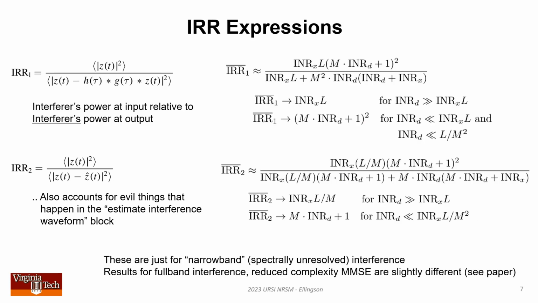After some formidable mathematics, you can work out the expected values of IRR1 and IRR2 as a function of INRX, INRD, L, and M. And here are those expressions. I'm not aware that these expressions have previously been published, which is surprising because they're pretty useful. Now, I need to point out that these expressions are specifically for the narrowband interference case, and the expressions for the full band interference are slightly different. In the interest of time, I'll once again direct you to the paper for the full story.